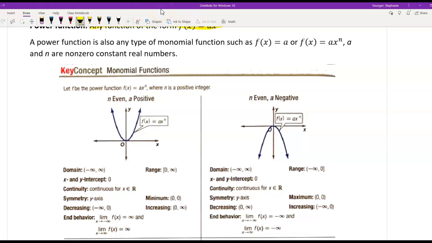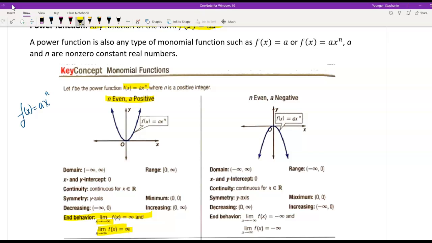So when we take a look, it says let f be the power function f of x equals ax to the n. So I'll just rewrite that real quick so we can see f of x equals ax to the nth power. If n is even and positive, it's going to make the U shape. And the end behavior, which is the big thing that will help us the most, is the limit as x approaches negative infinity of f of x is positive infinity, and the limit of f of x as x approaches positive infinity is positive infinity.